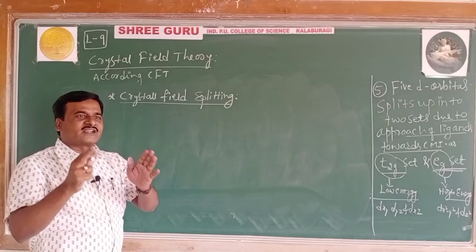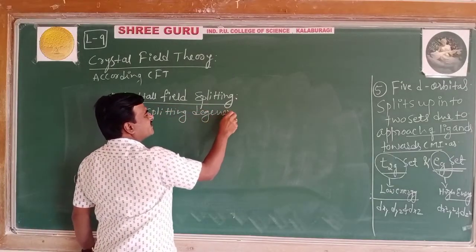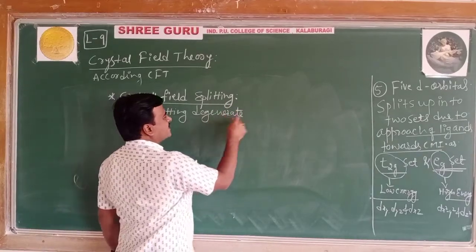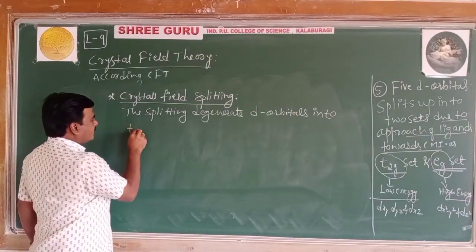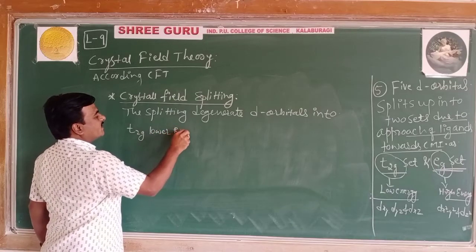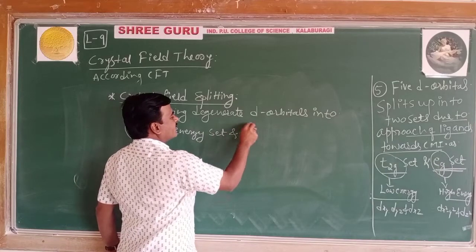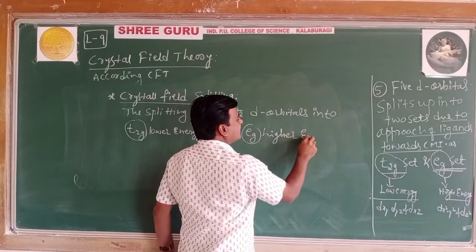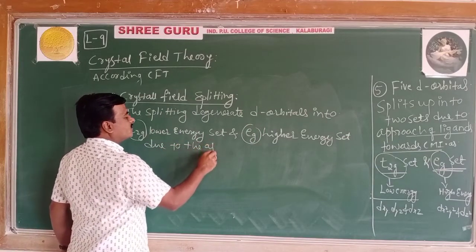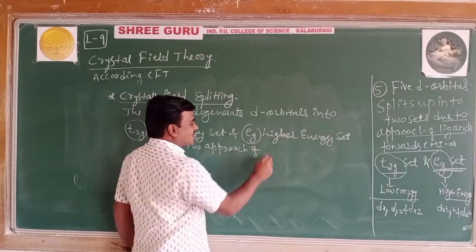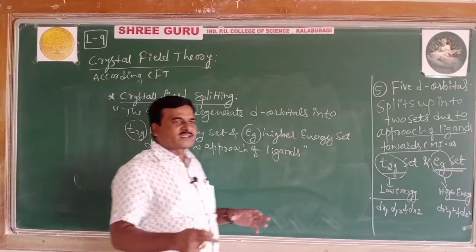The splitting of degenerate d orbitals, degenerate in the sense the orbitals possessing the same amount of energy, into the T2g lower energy set and the Eg higher energy set due to the approach of ligands is known as crystal field splitting. One should know what is meant by crystal field splitting.